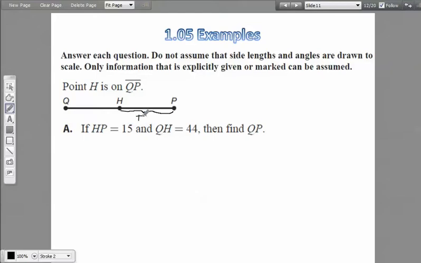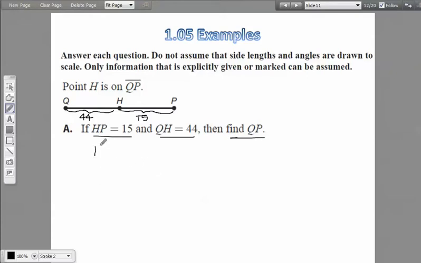Sometimes this thing just doesn't like for me to make straight lines. QH, this section right here, is 44 units long. And see, this is why you can't assume anything, because just by looking at this picture you would think that QH and HP were the same size, but they're not. It says if HP is 15 and QH is 44, find out what the value of QP is.